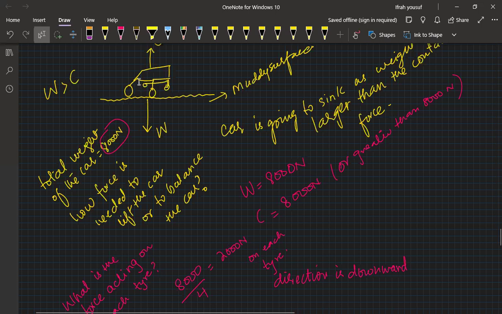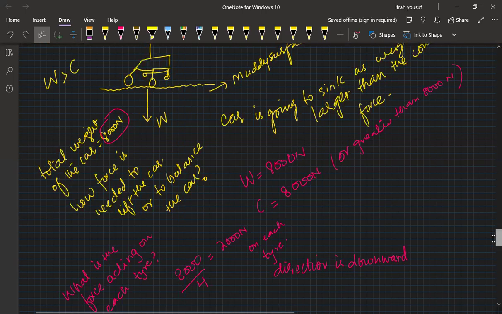After that, I have considered the total weight of the car, that is 8,000 Newton. How much force is needed to lift the car or to balance the car? If the weight is 8,000, how much force is needed to lift up or to balance the car? In order to balance it, beta, we have to have the 8,000 Newton. ठीक है, अगर डाउनवर्ड फोर्स 8,000 है तो अपवर्ड फोर्स भी तो 8,000 होनी चाहिए ना. क्लियर हो गया? और greater than the 8,000.